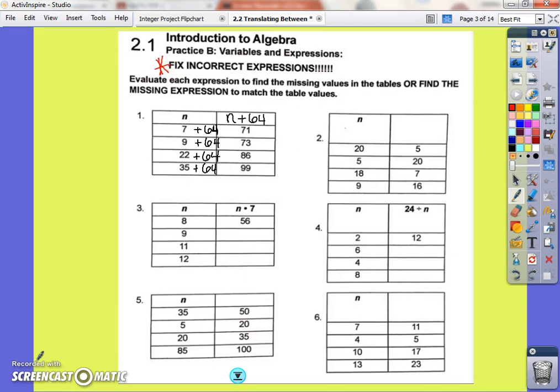Okay, so by now you should be done with your worksheet. I'm just going to put the answers up. You guys could pause the video and check, or you could just go along as I go.